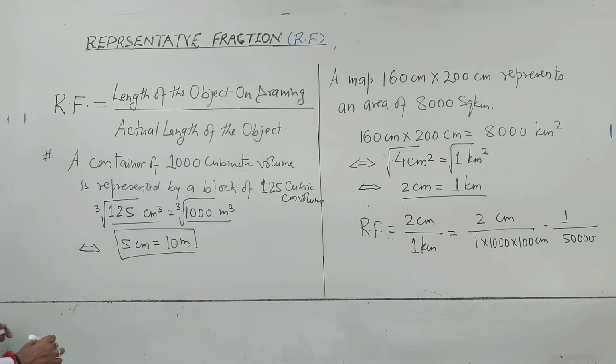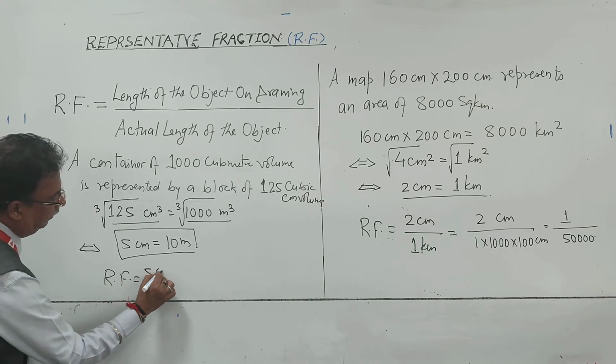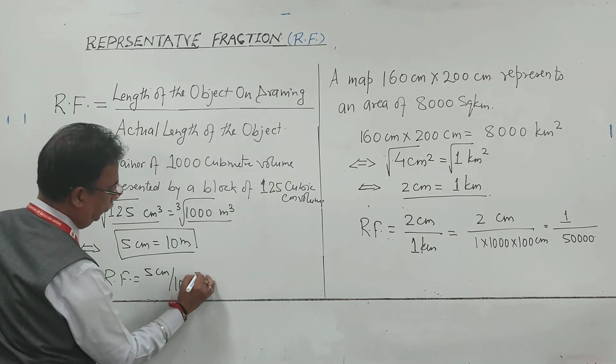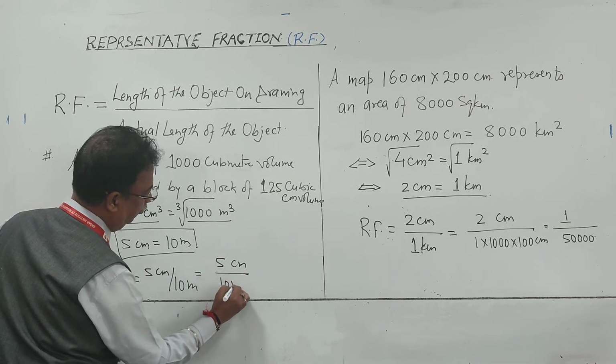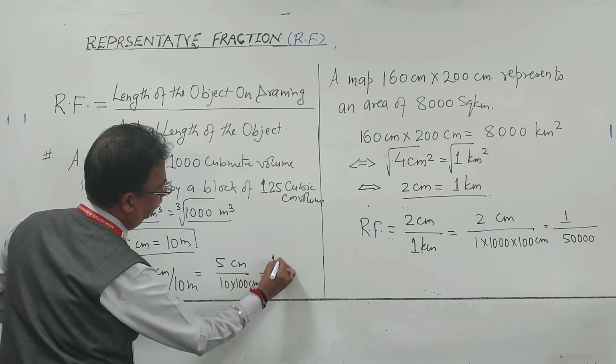Now use this formula. So RF will be 5 centimeter divided by 10 meter. So that comes to 5 centimeter divided by 10 into 100 centimeter. So that is 1 upon 200.